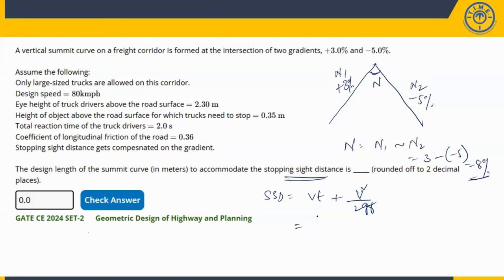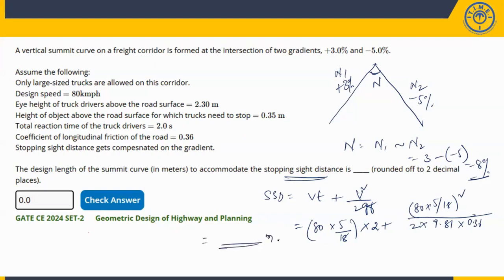SSD equals Vt plus V square by 2gf. What is V? 80 kmph into 5 by 18 meter per second, into reaction time of 2 seconds, plus V square, that is 80 into 5 by 18 whole square, divided by 2 into g, which is 9.81, into f, the longitudinal friction, 0.36, and he also gave us that. From that, calculate SSD and tell me the answer.